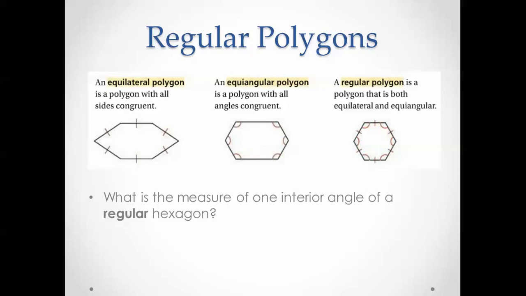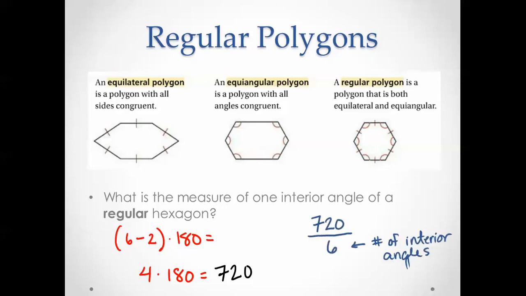Since it's regular, we know it's both equiangular and equilateral. So we're going to use n minus 2 times 180 again. It's a hexagon, so 6 minus 2 times 180 gives us 4 times 180. So we know that all the angles added up equal 720. The question, though, is what's the measure of one interior angle? So what do you think we're going to do? We're going to take 720, divide it by 6, the number of angles for a regular hexagon, and find out that one angle of a regular hexagon is 120 degrees.